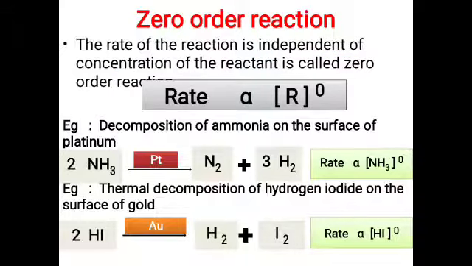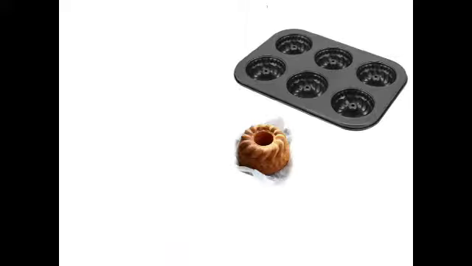Now let me explain this zero order reaction to you with a daily life example, of why with an increase in the concentration the rate is not getting affected. It is remaining constant. Let us see why this is happening. Here, to understand this reaction, I have taken the example of the preparation of cake. To prepare a cake we need a mold. You can see the mold over here, which has 6 places available.